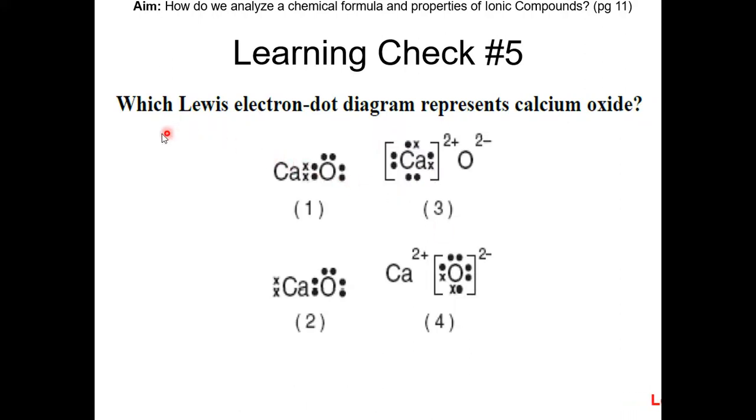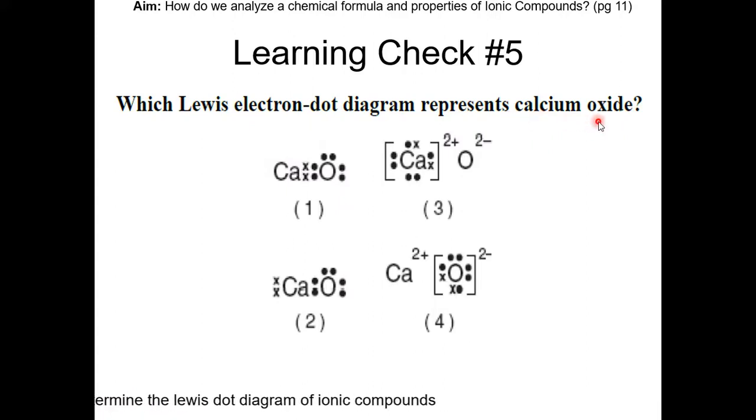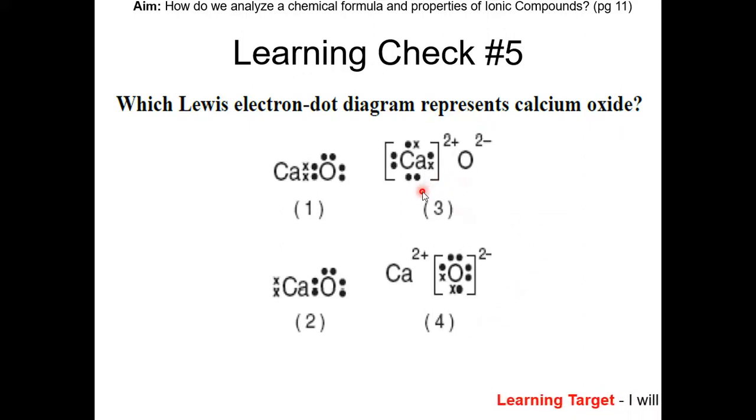Learning check number 5. Which Lewis electron dot diagram represents calcium oxide? Pause the video and resume once you have the answer. Calcium oxide is an ionic compound, so the Lewis dot diagram should show charges. Since 1 and 2 do not show any charges, they cannot be the answer. Since calcium is a metal and oxygen a nonmetal, calcium will have a positive charge and oxygen will have a negative charge. If you look at the Lewis dot diagrams of 3 and 4, 3 drew the Lewis dot diagram wrong. The metal ion should not have any dots. Therefore, the best answer is choice 4.